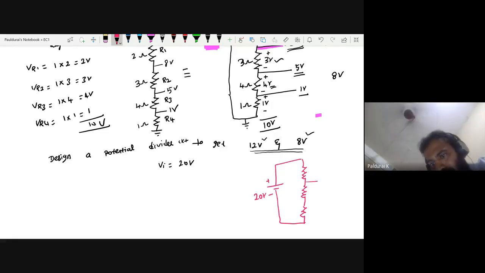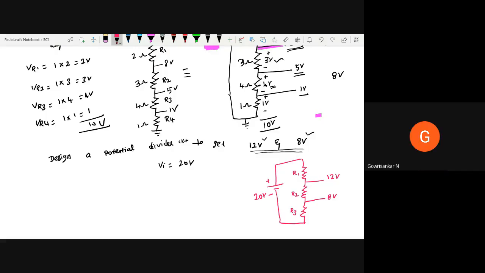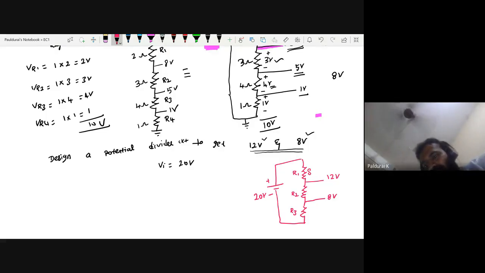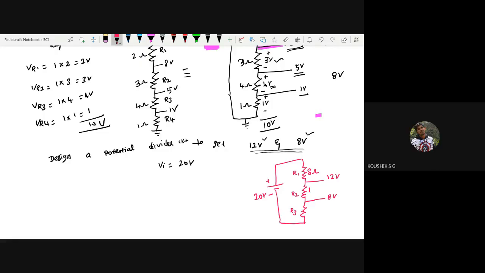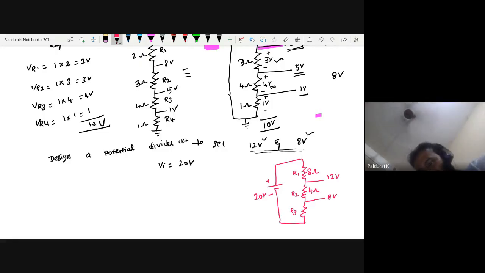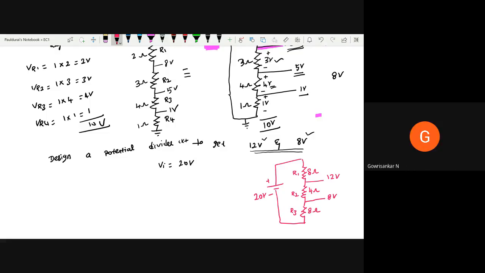Okay, so here if you measure, you want to get 12 volt, and here you want to get 8 volt. Now take this as R1, this as R2 and this as R3. So what could be the value for R1? 8 ohms. Okay. What could be the value for R2? 4 ohms. What could be the value for R3? 8 ohm.